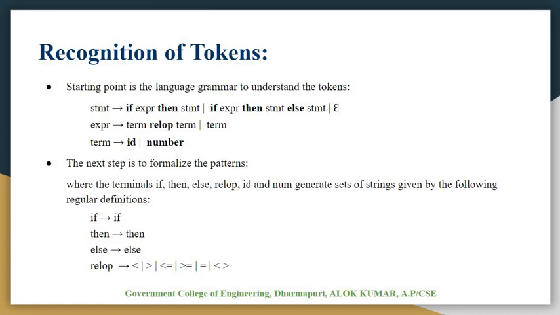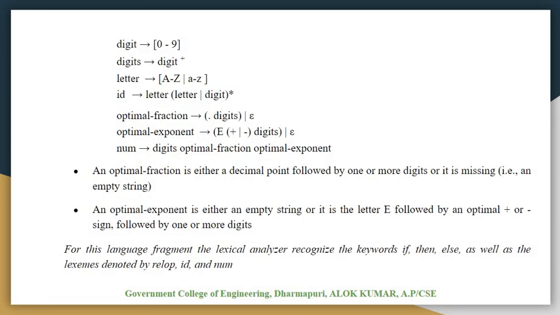Here the terminals are if, then, else, relational operator RELOP, ID and num, which generate a set of strings given by the following regular definitions. If, then, and else work as they are. RELOP is the relational operator: less than, greater than, less than or equal to, greater than or equal to, equal to, or not equal to. So here we have mentioned the patterns one by one.